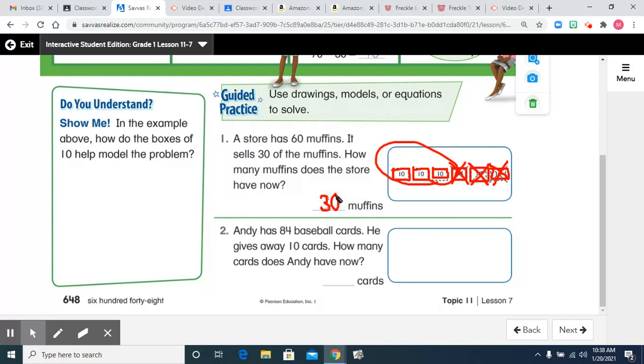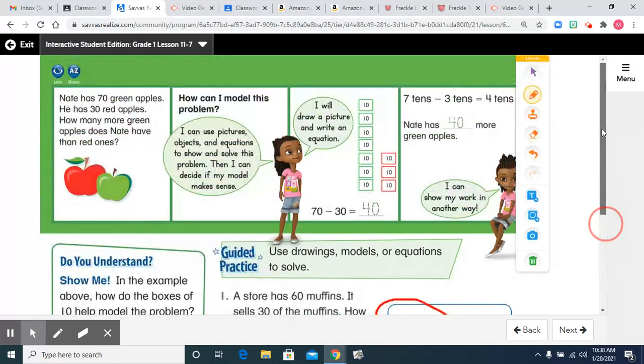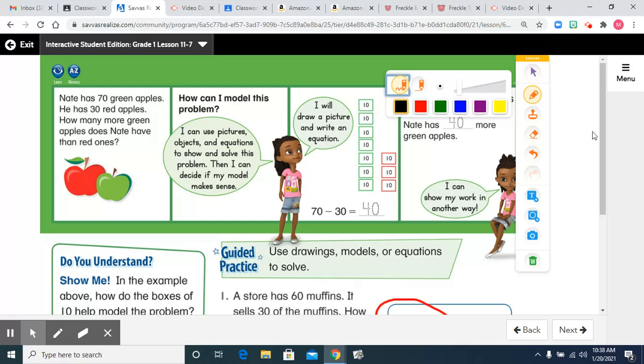Okay, let's try number 2. It says Andy has 84 baseball cards. He gives away 10 cards. How many cards does Andy have now? Okay, let's make an equation. So 84 he starts with. Now he says he gives away. So that means they're being taken away. So we're going to subtract. And then he gives away 10. Equals.